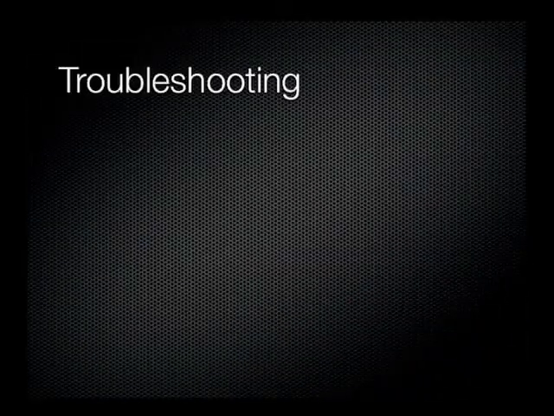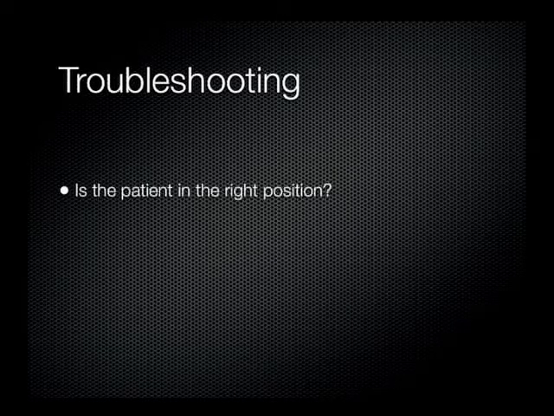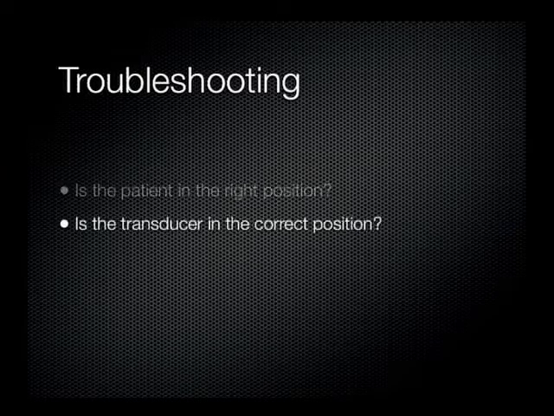So when performing a cardiac exam, if you're having trouble obtaining correct images, keep these questions in mind. Is the patient in the correct position? Oftentimes, you will obtain a better image if you place the patient on his or her left side and with the head of the bed elevated to about 20 to 30 degrees. Ask yourself, is the transducer in the correct position? Try sliding the transducer under and over the ribs in order to obtain a better acoustic window.